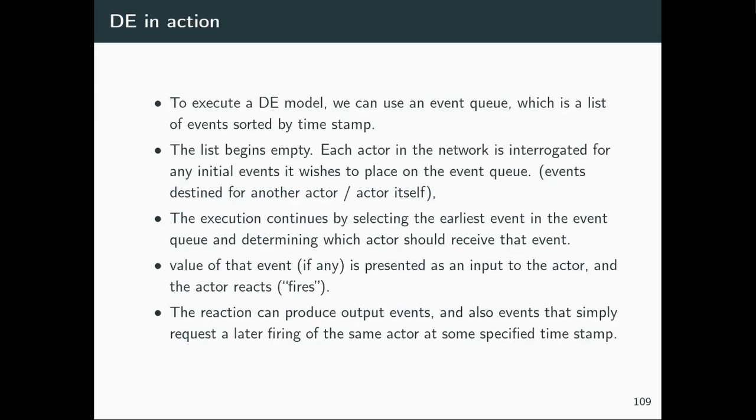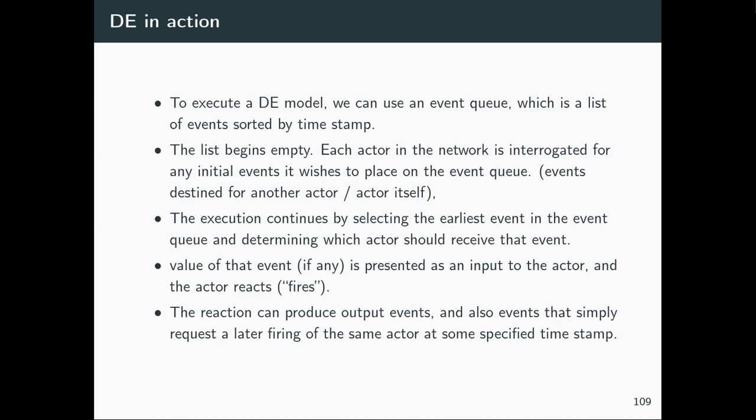Now we can have different methods of execution, but for a discrete event model we use an event queue, which is quite straightforward. It has a list of events that is sorted by timestamp. The list initially, of course, is empty. Each actor in the network is interrogated for initial events that it wishes to place on the event queue. The events may be for the actor itself, or for other actors. All these events are stored in the event queue.